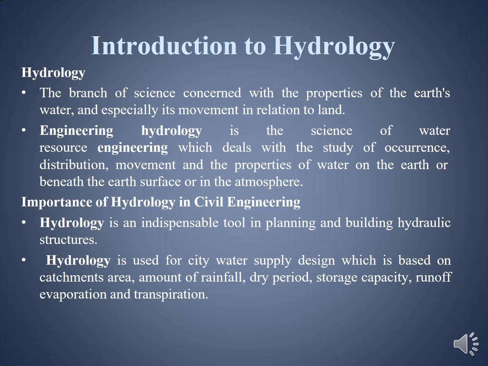So this is about hydrology. It is the branch of science concerned with the properties of the earth's water, especially its movement in relation to the land. Why study engineering hydrology? It is the science of water resource engineering which deals with the study of occurrence, distribution, movement and the properties of the water on the earth or beneath the earth's surface or in the atmosphere. Why is it so important for civil engineers?